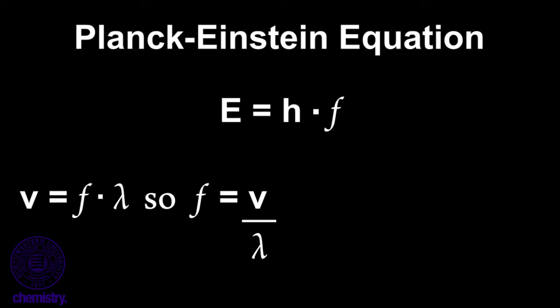Now if we take that and plug it back into the Planck-Einstein equation for frequency, what we come up with is that energy is also equal to Planck's constant times the speed of light divided by the wavelength. And we go through this exercise to remind ourselves that energy is directly proportional to frequency. So as frequency increases, energy increases. And it is inversely proportional to wavelength. So as the wavelength gets longer, the energy gets lower. As the wavelength gets shorter, the energy gets higher.